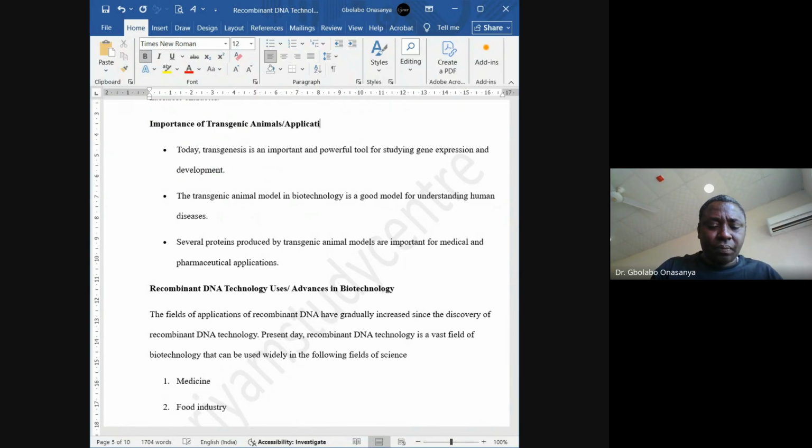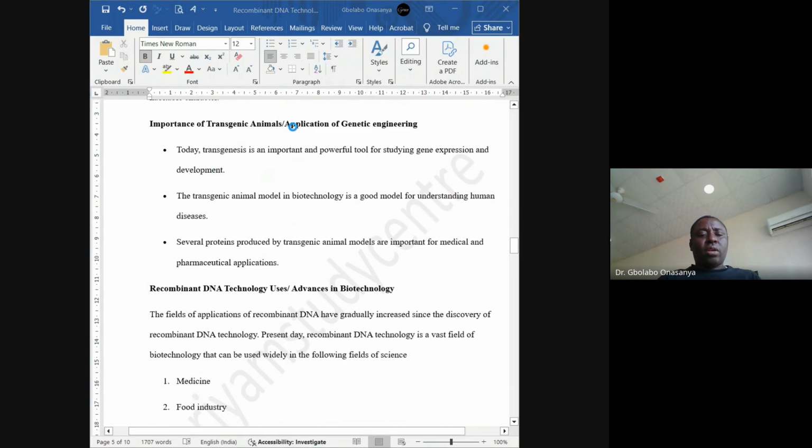In the application of genetic engineering, when it comes to genes, you can use it to study gene expression. In medicine, you can use it to understand human diseases. You can use the several proteins produced in medical or pharmaceutical applications.